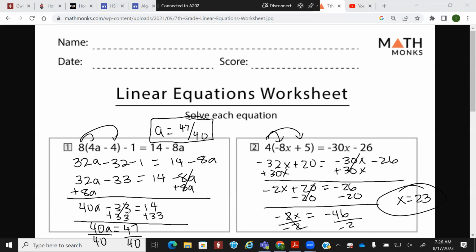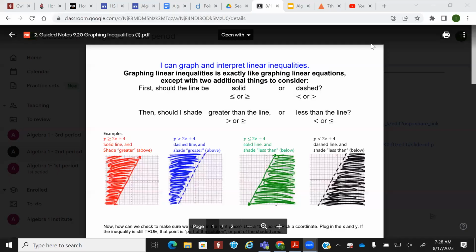Okay, this should be fairly simple. This is setting us up for those linear inequalities, okay? So last year, you talked about linear inequalities in your 8th grade class. Like you've seen these before, okay? I'm going to try to make it as easy as possible for you, okay? It's a little tricky if you don't pay attention. So, we're trying to graph and interpret linear inequalities.